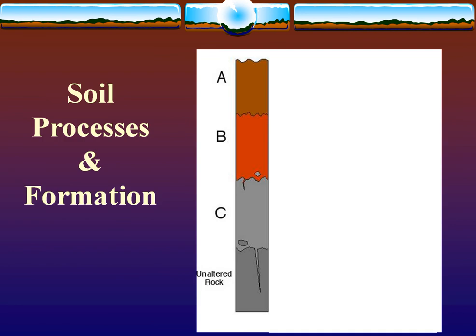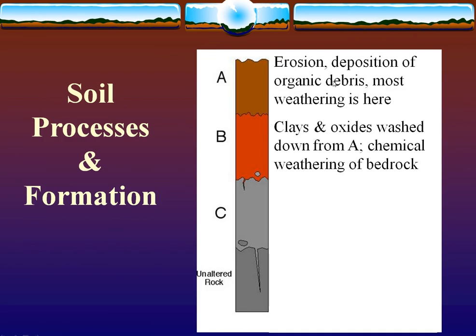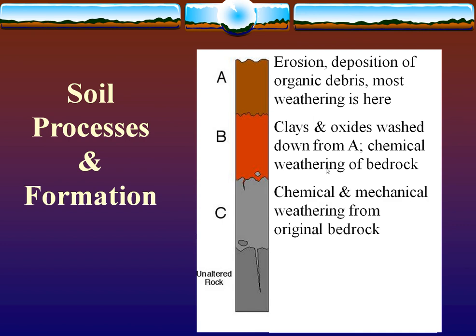Typical what happens at the surface, you've got erosion and deposition and a lot of weathering because, of course, that's where most weathering agents are, wind, rain. Beneath that is the clays and oxides. Beneath that are chemical and mechanical weathering of the bedrock, and at the bottom, exfoliation of bedrock.